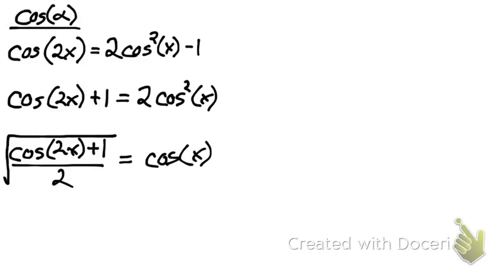So that gives me cosine of the double angle plus 1 over 2, square rooted, equals cosine of x. This is something we can write on our identity sheet because it's going to make these problems a lot quicker. We won't have to do this every single time. So you can write this on your identity sheet, which you can then use on the test.